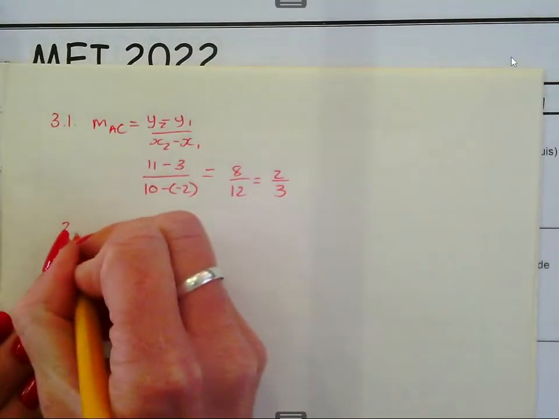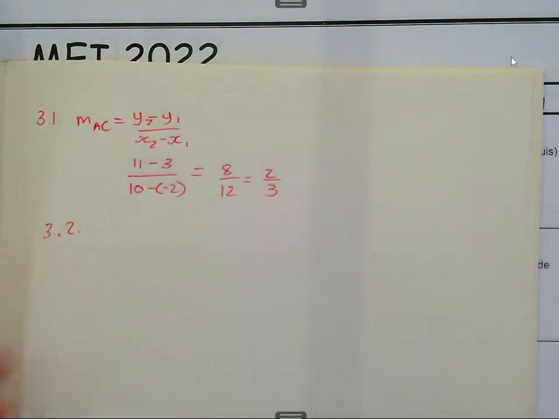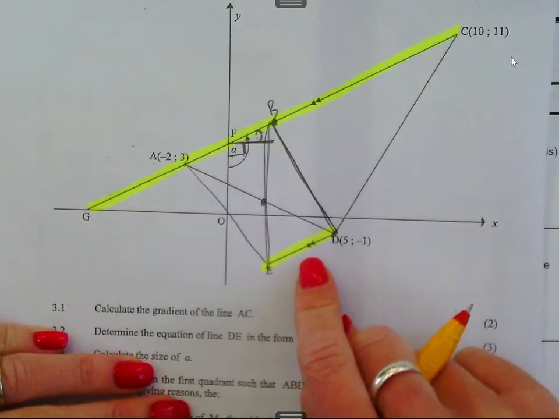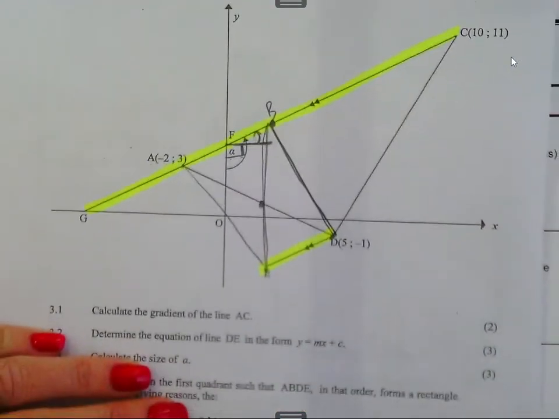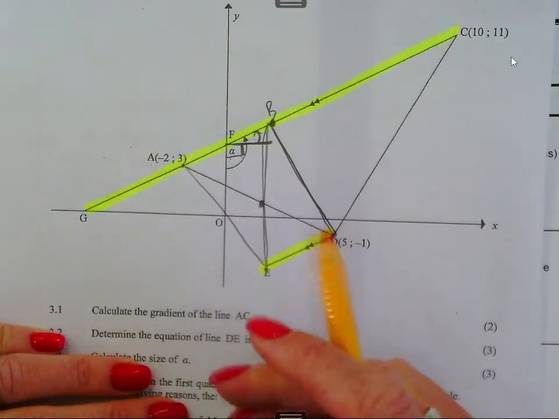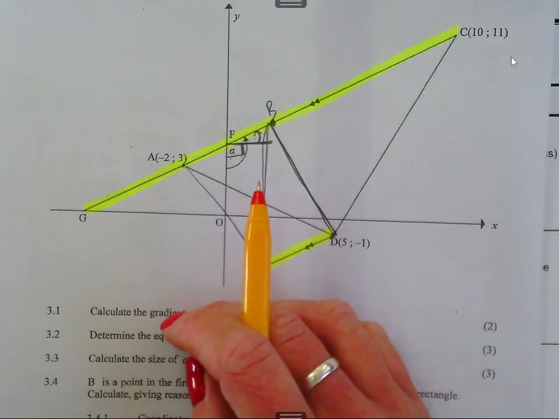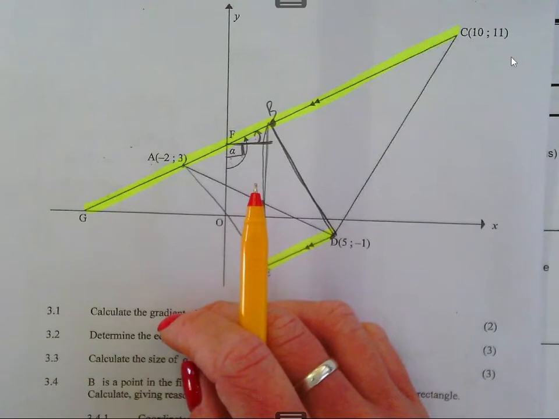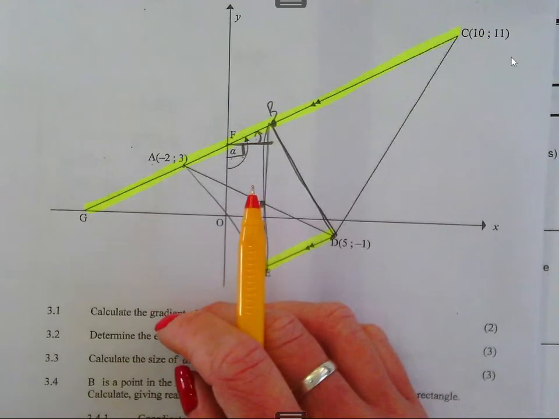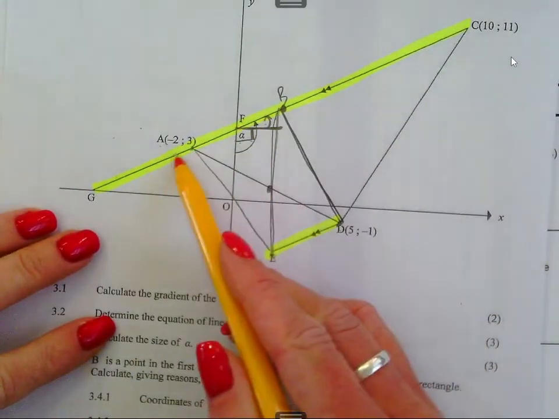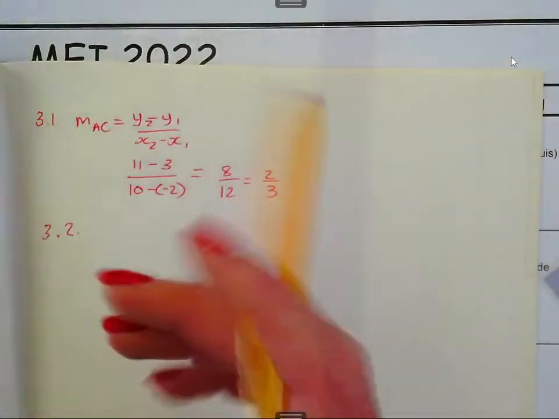Right, 3.2. Determine the equation of line DE in the form y equal to mx plus c. Now, I want you to see that with the information you have at DE, it is not possible for us to calculate the gradient of DE. I told you there are two ways of calculating, either with two coordinates or when you've got the inclination angle. You don't have either of that. So if you don't have that, you have to steal. When we steal, we're looking for a parallel line or perpendicular line. But you all see the parallel lines there. So I just steal AC's.